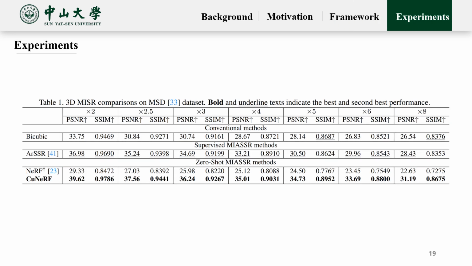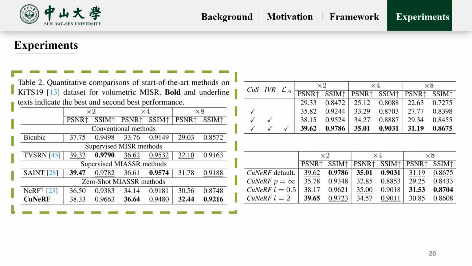We conduct comprehensive experiments and in-depth analysis to prove the correctness and effectiveness of the proposed methods. As we see, our CuNeRF outperforms state-of-the-art methods for 3D MISR on the MSD dataset. For volumetric MISR, our CuNeRF also achieves comparable performance to the state-of-the-art methods on the KiTS19 dataset. Note that CuNeRF is a zero-shot method. Thus the quantitative results prove the correctness of our motivations.